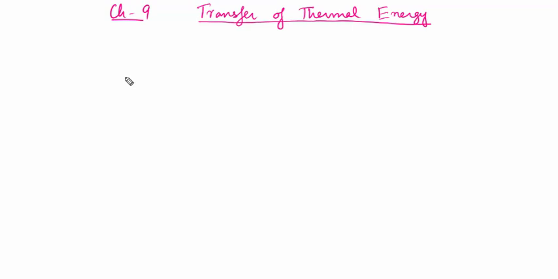Alright, so for the transfer of thermal energy, the first thing that we have to discuss in this chapter is conduction, convection and radiation, and how the heat is transferred through each of them. But before that we have to discuss the properties of a good conductor and a bad conductor.